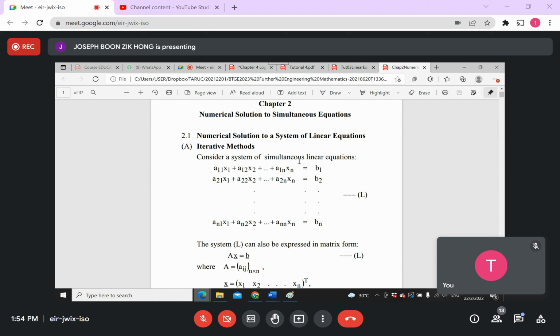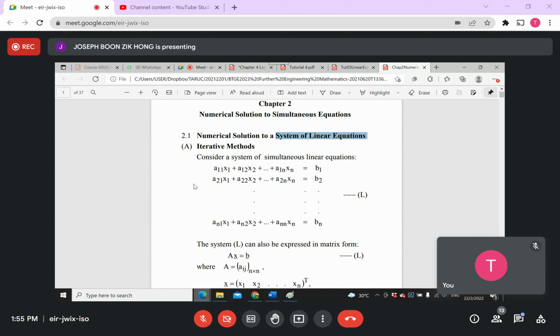For example, pi. Until today, they are still trying to calculate pi by numerical means, up to billions of decimals. But for most engineers, most of the time, 3 decimals is already quite accurate. So now we have a look at what a numerical solution is. This is a numerical solution for a system of linear equations.